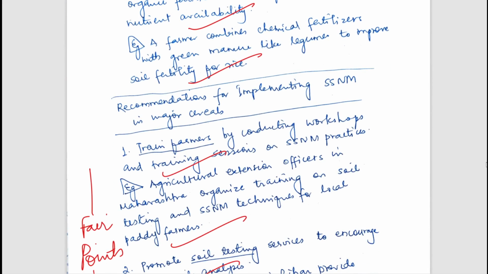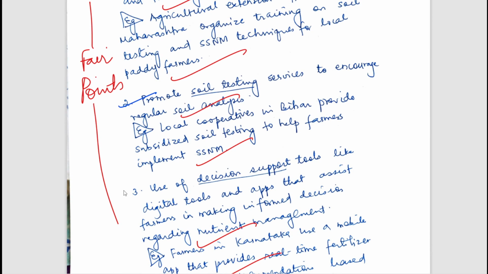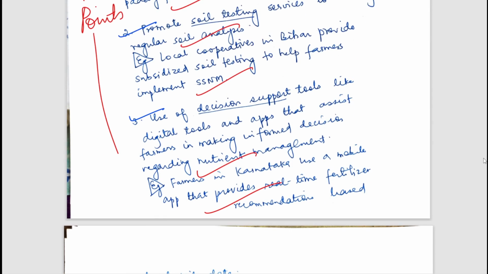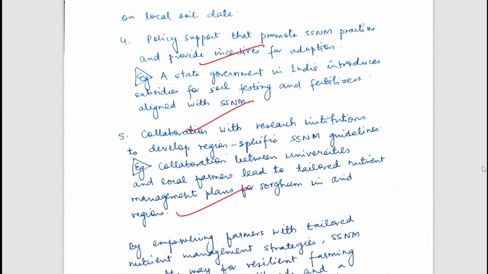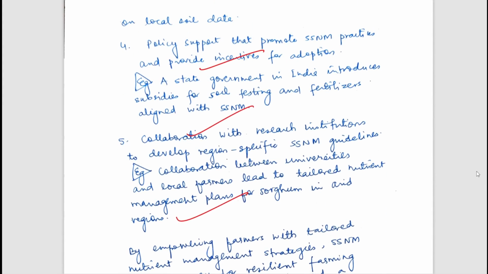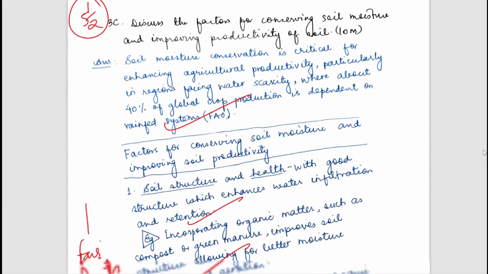Recommendations have been mentioned, such as we can train farmers, we can promote soil testing, use of decision support. Obviously these things are needed whenever you want to apply site specific nutrient management. So well written answer. A lot of diversified points have been mentioned, so that is very good. Let's move to the next question now.